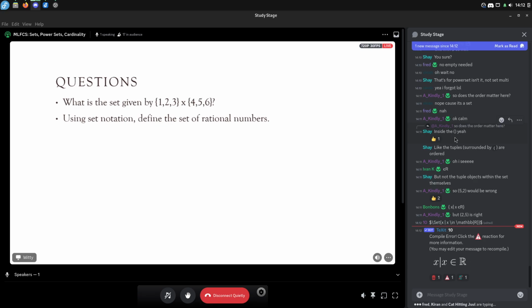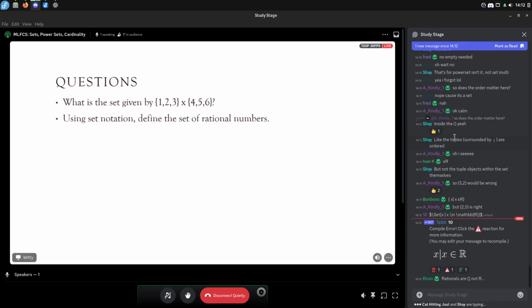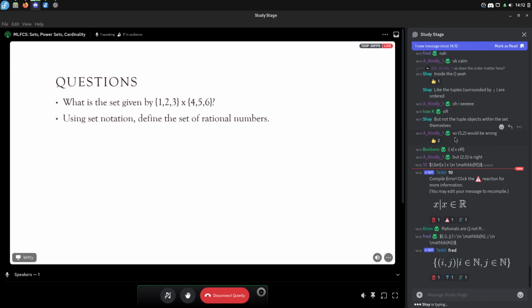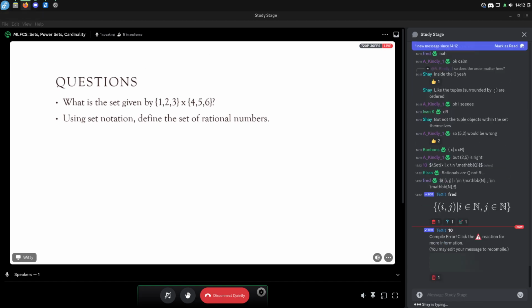Should have thought of that. How can we represent it? Oh yeah, rationals are Q not R. So yeah, it's not actually R. R would be real numbers. So rationals, yep, there we go. Fred has it there.